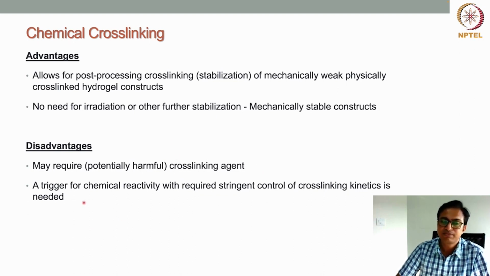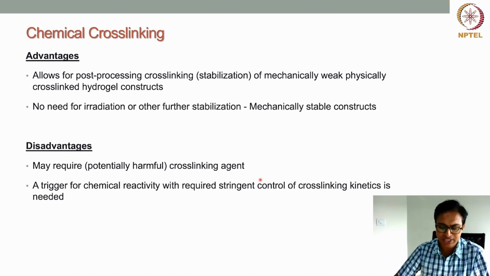The other thing is that chemical reactivity requires stringent control of cross-linking kinetics, because the process can be slow and the cross-linking duration can be longer, so it may take some time. So how do we initiate chemical cross-linking? What is the trigger, and when do we start the chemical cross-linking? That is very tricky.